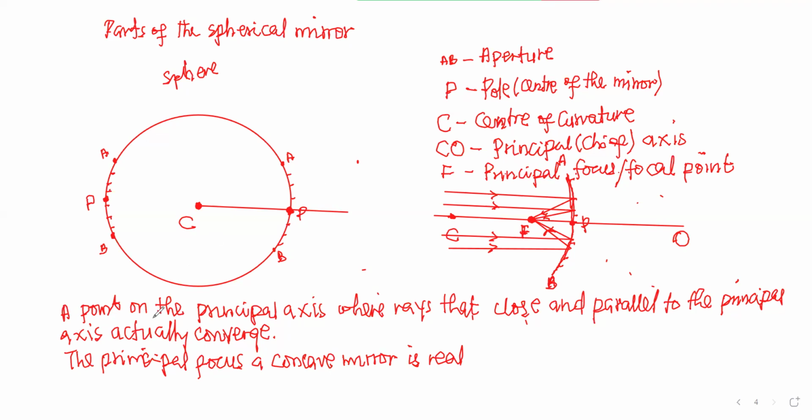So a point on the principal axis where rays that are close and parallel to the principal axis actually converge. This point is the principal focus or the focal point of a concave mirror. Please, this is of a concave mirror. Now, what about the principal focus of a convex mirror? Gideon.